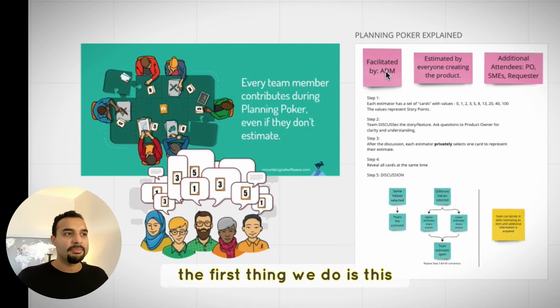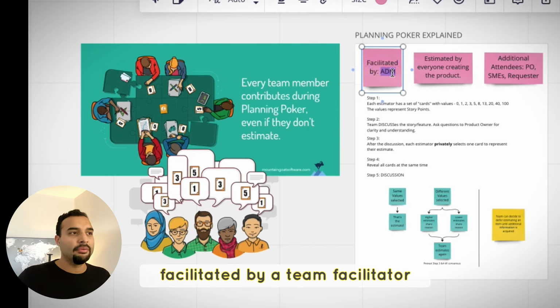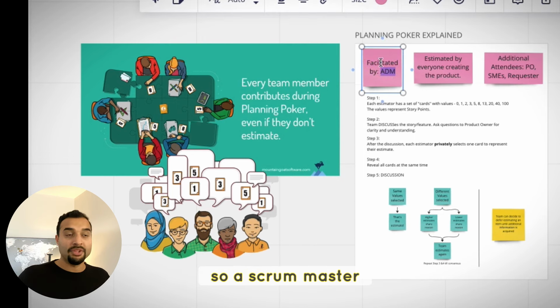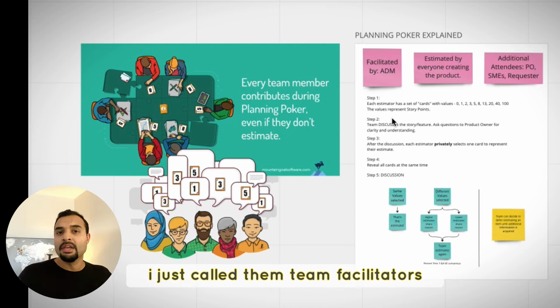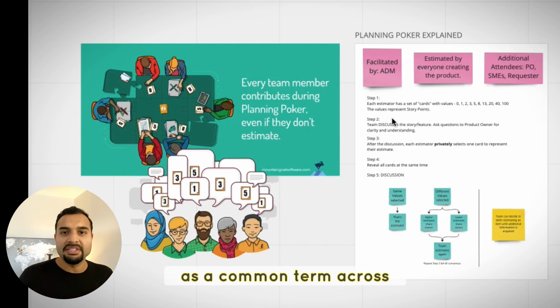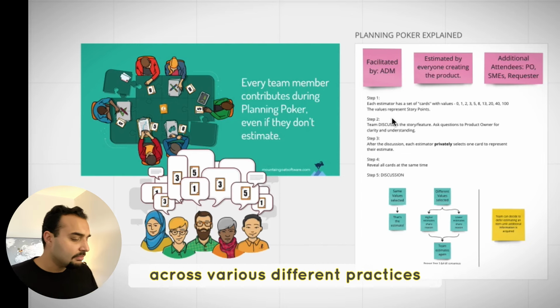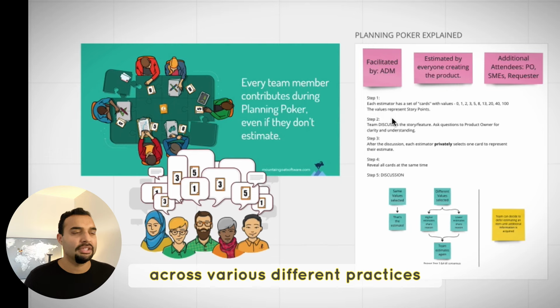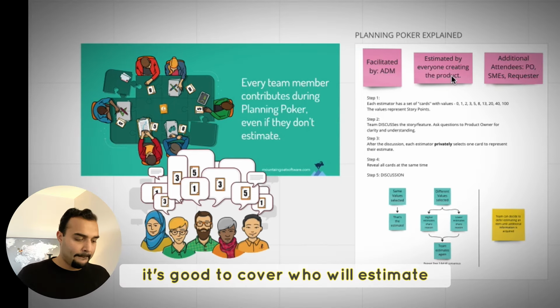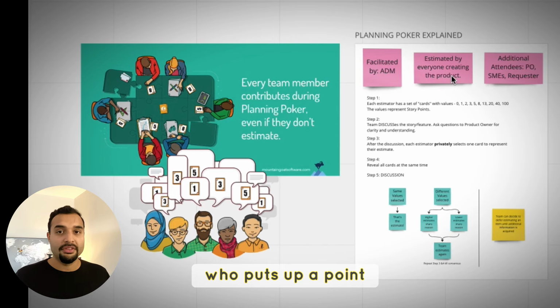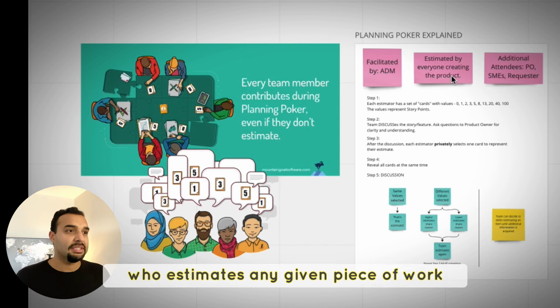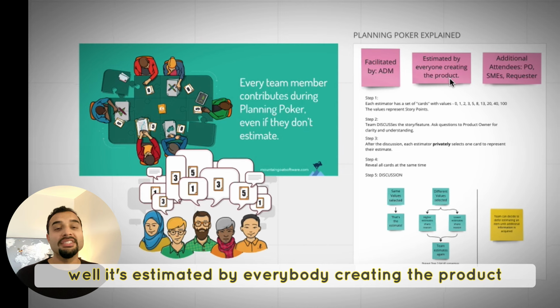The first thing we do is have it facilitated by a team facilitator. So a Scrum Master; in this company, they call them Agile Delivery Managers. Kanban leads; I just call them team facilitators as a common term across various practices. It's good to cover who will estimate, who puts up a point, who estimates any given piece of work. Well, it's estimated by everybody creating the product.